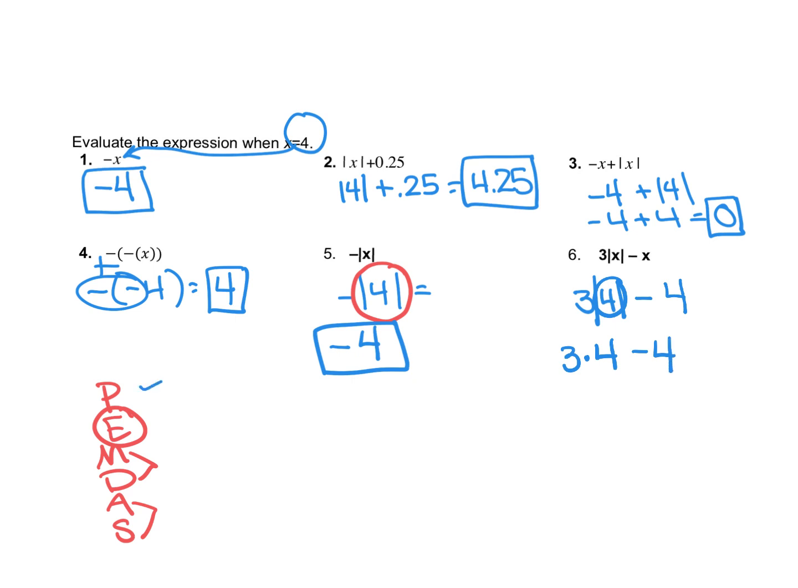All right, so now we've gone through these first 2 steps in the order of operations. Now we have to multiply or divide from left to right before we can add and subtract. So I need to come here and take 3 times 4. That gives me 12. And now I'm going to minus 4. And then that will give me 8.